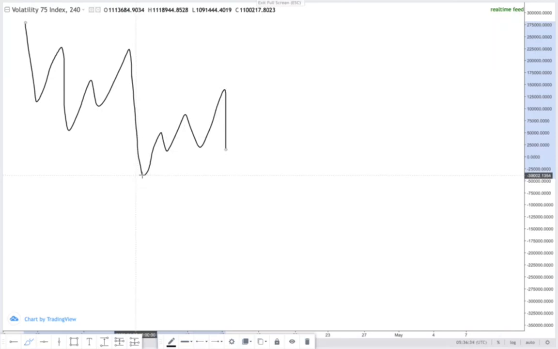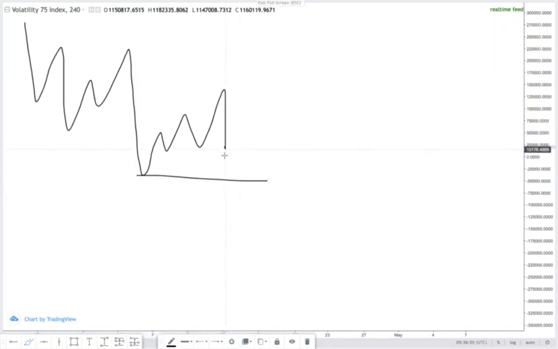Let's say we come to break this structure right here. After breaking this structure right here, we usually expect price to come back to respect our breaking retested structure, our BR. Though sometimes it's a little bit more risky, especially when you're taking these BRs in the higher time frames.